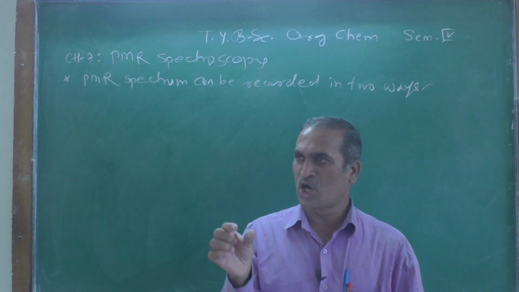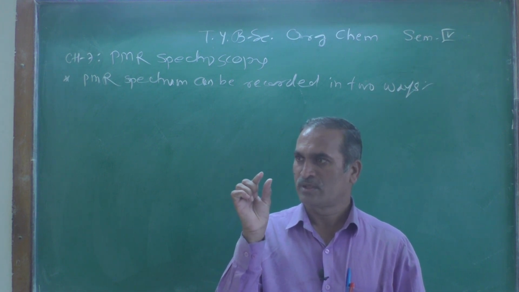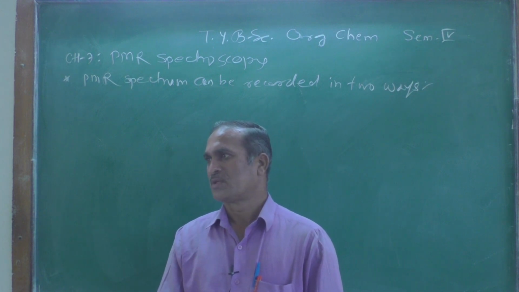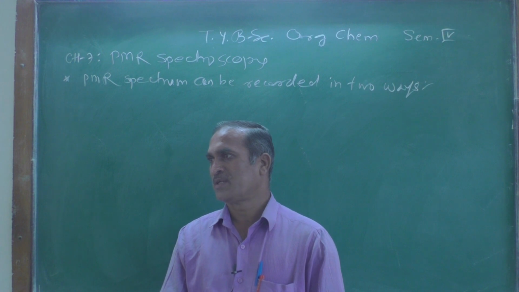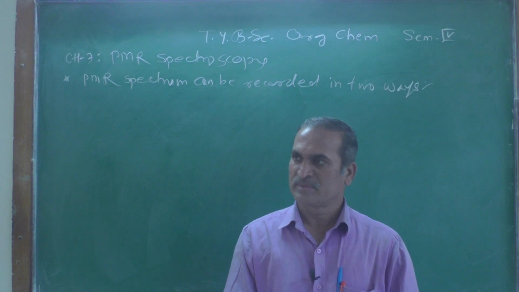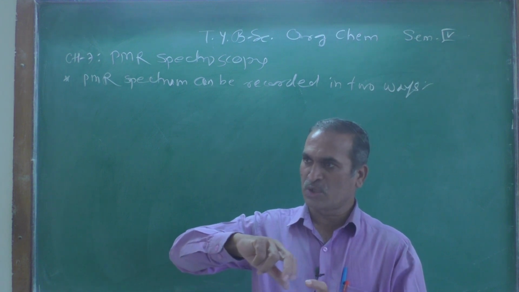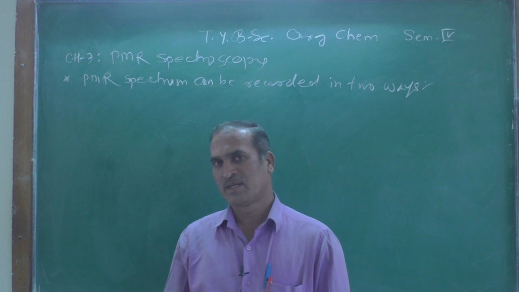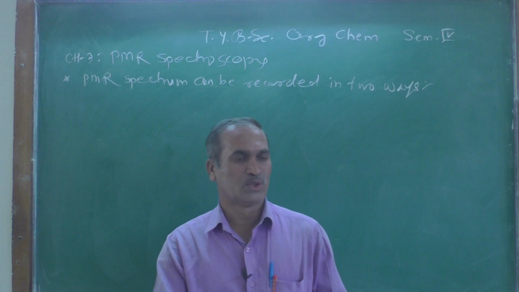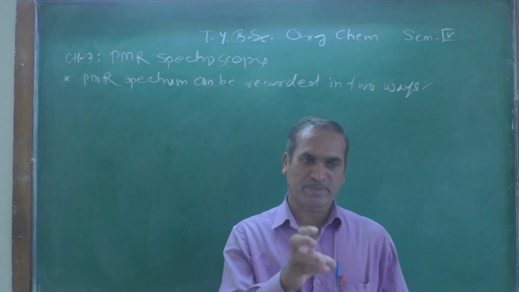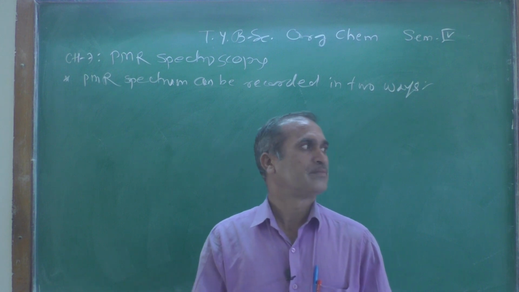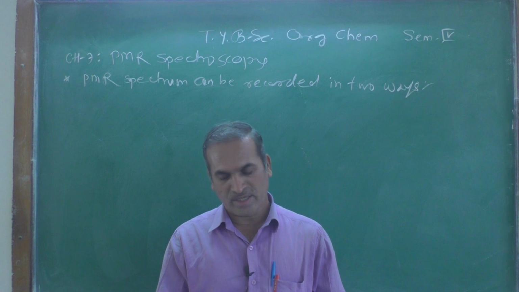Then the sample holder or container consists of a long narrow tube. The sample is dissolved in an appropriate solvent, and it is constantly rotating so that all the molecules experience the magnetic field.